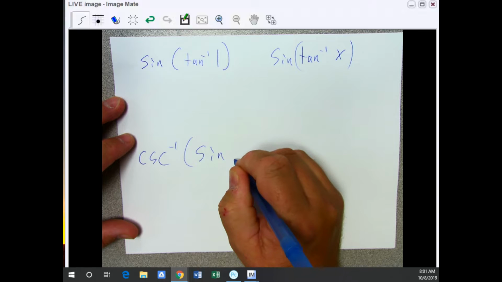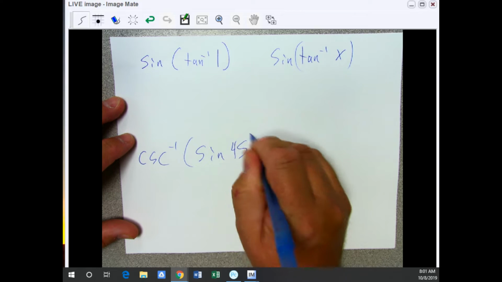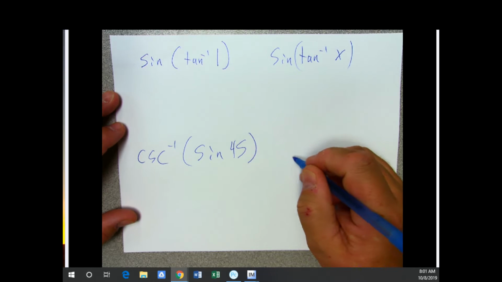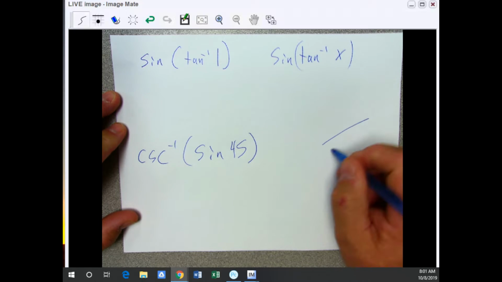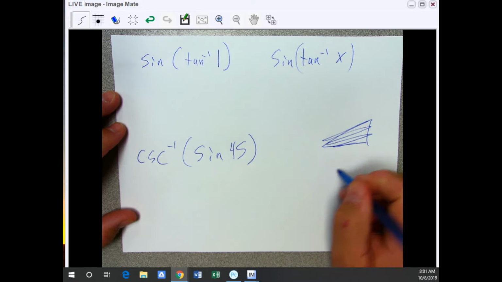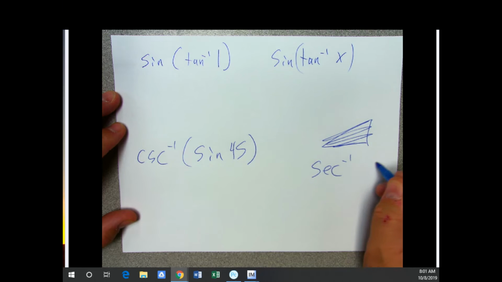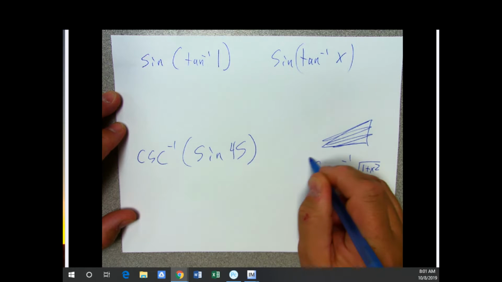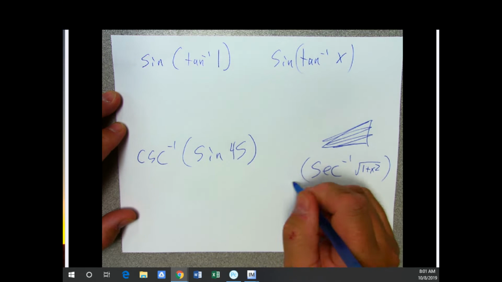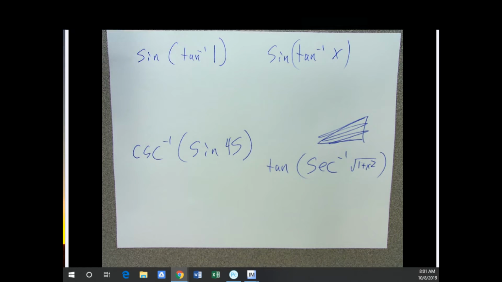sine of 45. And then using this triangle, well, using secant inverse of the square root of 1 plus x squared, find the tangent. Okay, so here we go. Couple problems we made up.